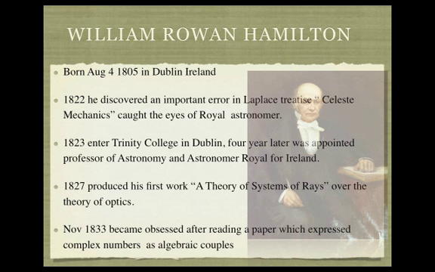In 1822, he discovered an important error in Laplace's treatise called Celestial Mechanics. He caught the eye of the Royal Astronomer, who at the time was the professor of astronomy at the College of Dublin. In 1823, Hamilton attended Dublin. 4 years later, he was appointed professor of astronomy and Royal Astronomer of Ireland, so he took over from the man who discovered him and said he was a prodigy.